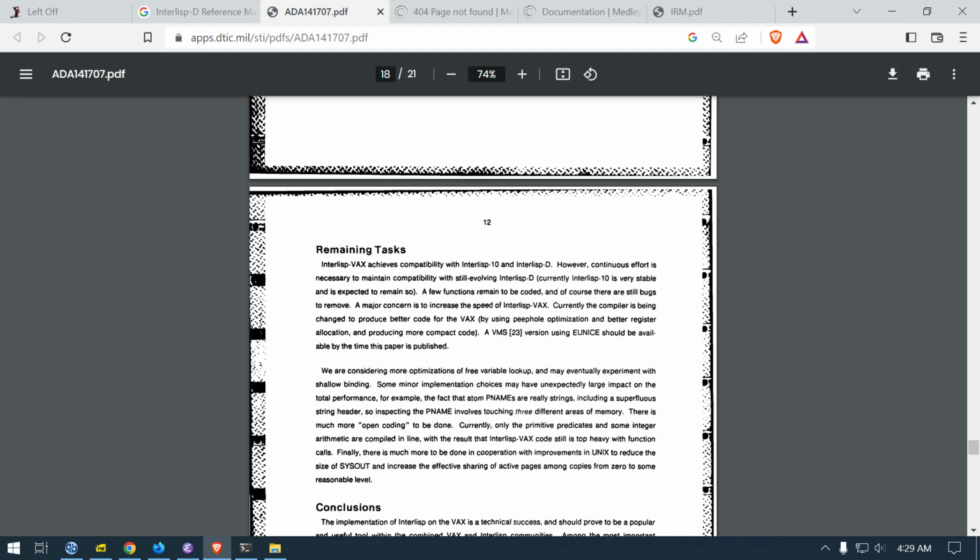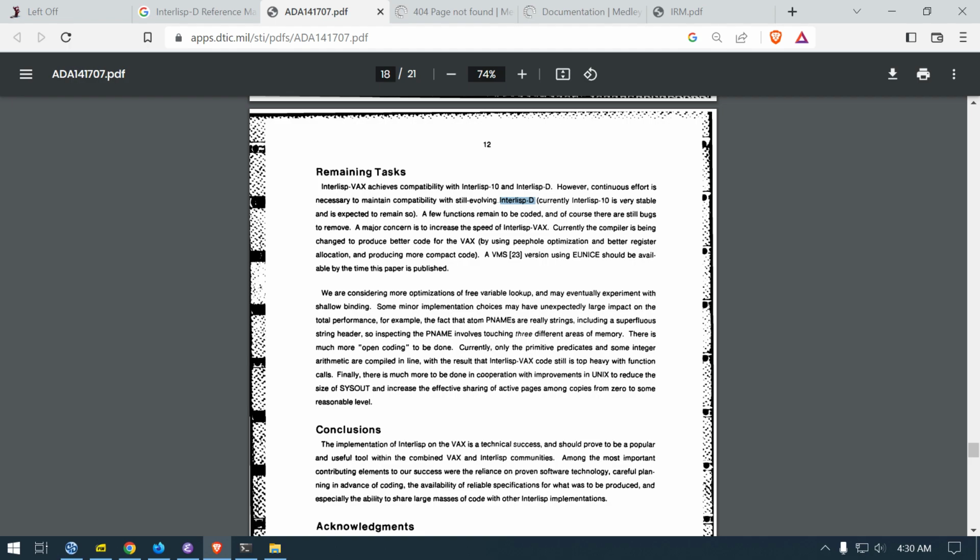So in the end, their stuff is compatible with Interlisp-10 and Interlisp-D. But Interlisp-D at the time was still evolving, so more work is going to have to be put into their system, whereas Interlisp-10 is stable, and they're not expecting anything to change. So there was still some stuff that had to be done, and they're trying to increase the speed of stuff.